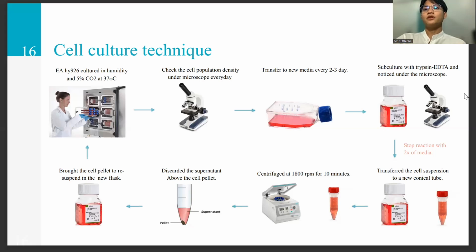Then transfer the cell suspension to a new conical tube and centrifuge at 1,800 RPM for 10 minutes. Discard the supernatant above the cell pellets. Resuspend the cell pellets in new culture media, 1 milliliter, and transfer 1/3 of the resuspended cells to a new flask with 8 milliliters of media.